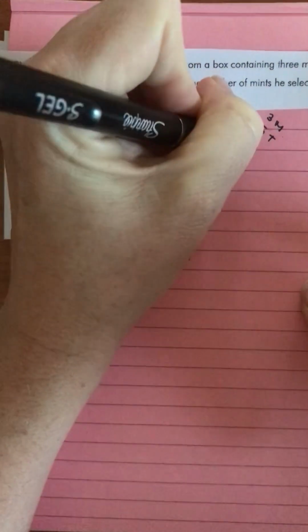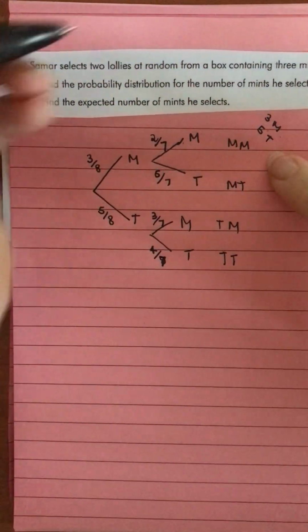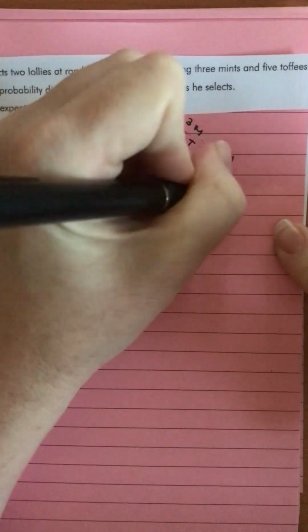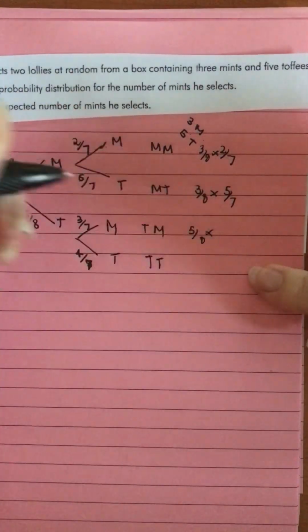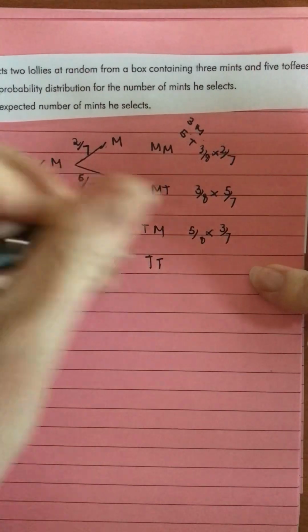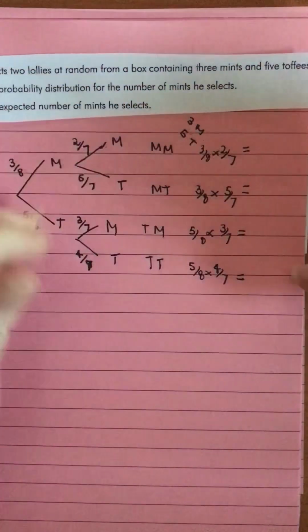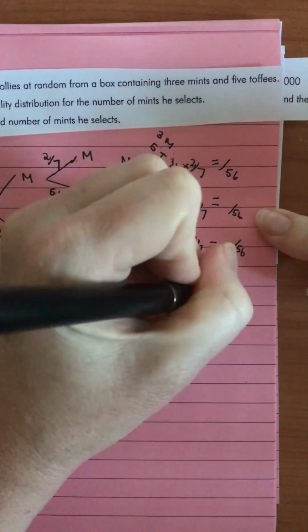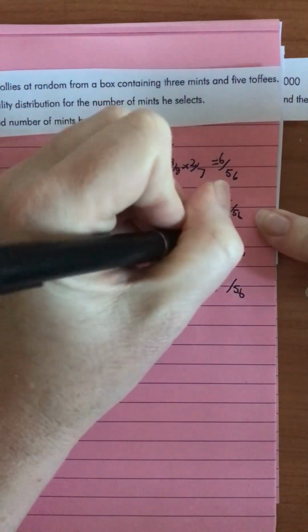Then we would go along and find out our MM, MT, TM, and TT. So our MM is going to be 3 on 8 times 2 on 7. Our MT is going to be 3 on 8 times 5 on 7. Our TM is going to be 5 on 8 times 3 on 7. And then our TT is going to be 5 on 8 times 4 on 7. So going down our page, we know they're all going to be over 56. And we've got 3 times 2 is 6, 3 times 5 is 15, 3 times 5 is 15, and 5 times 4 is 20.